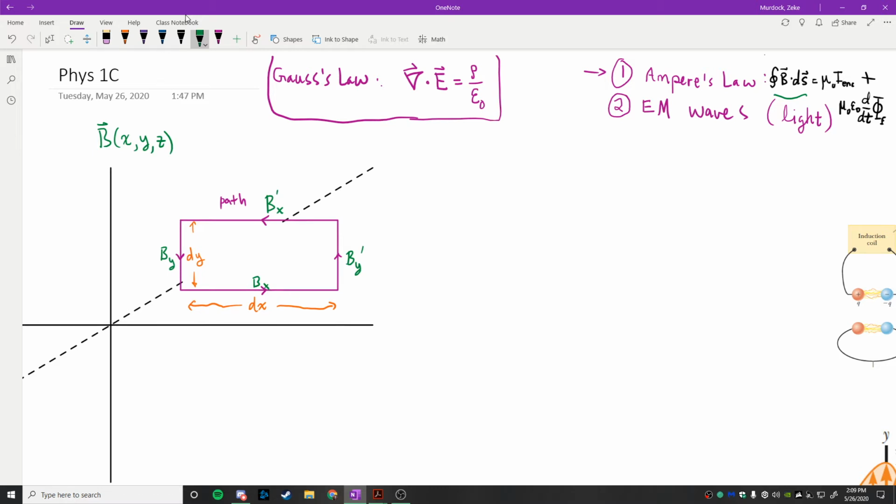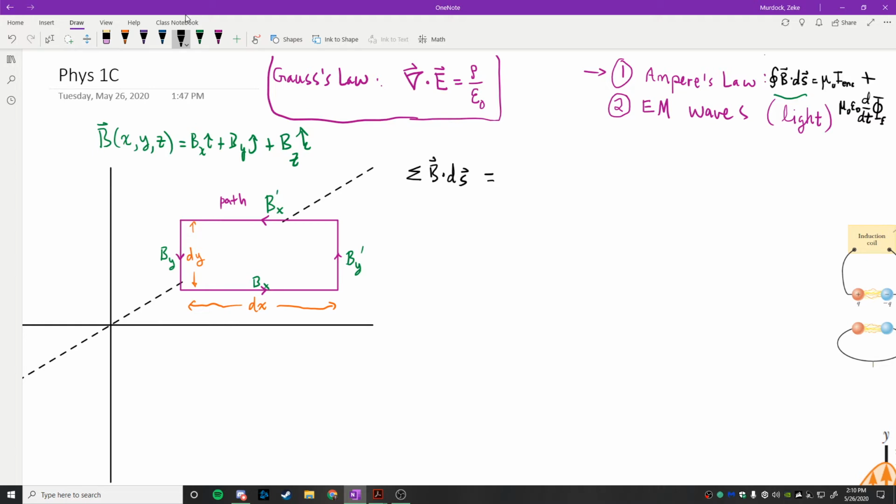Since the magnetic field is a function of x, y, and z, that means it has components Bx i hat plus By j hat plus Bz k hat, and it should become pretty obvious in a second why I'm only going to care about these right here. And our goal now is to evaluate that integral that I underlined right there. That is to say, we want to evaluate, effectively summing up the value of the magnetic field dot ds around our loop right here.